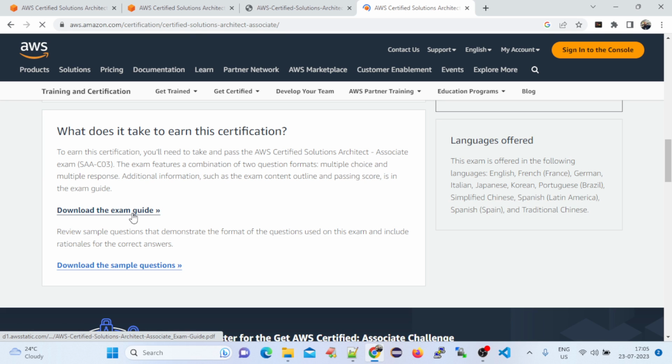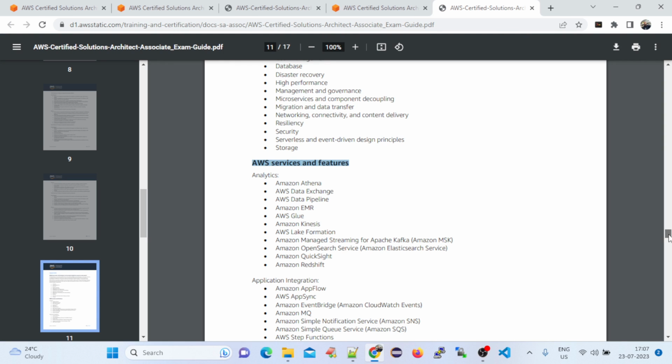I would also suggest looking at how many services are covered under the appendix page. You can see AWS services and features. Under this page there are many services for each group, each module. For example, under analytics, we have several sets of services covered.